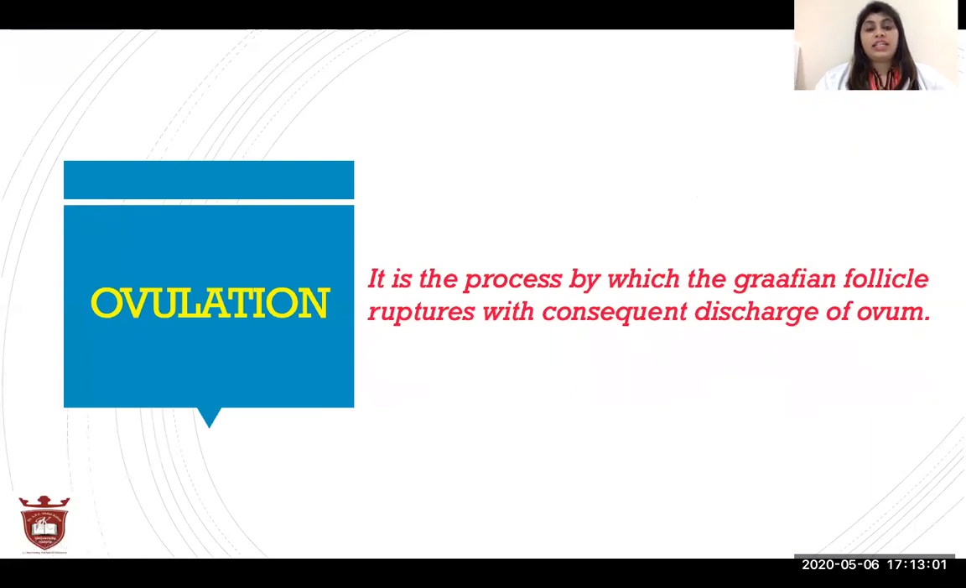The secretion of FSH and LH occurs 1 to 2 days before ovulation, and this is responsible for the rupture of the Graafian follicle and the release of the ova.